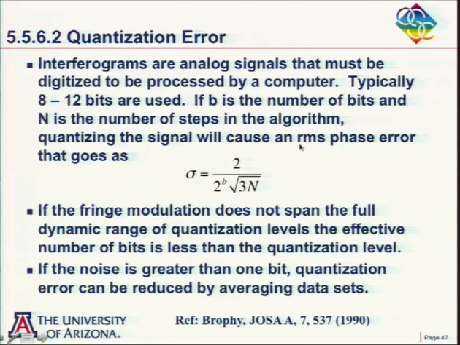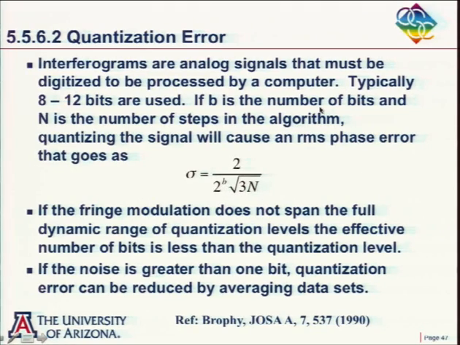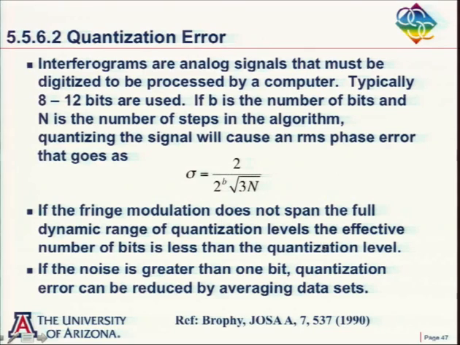And so it says if I digitize something to B bits, and if I have a phase shifting algorithm that has n steps, then the RMS phase error goes as 2 over 2 to the b, 2 to the number of bits, square root of 3n. So it depends a little bit on the number of steps you have, and the more steps you have, the smaller the error. But it goes as 1 over the square root of the number of steps, so it doesn't make too much difference.